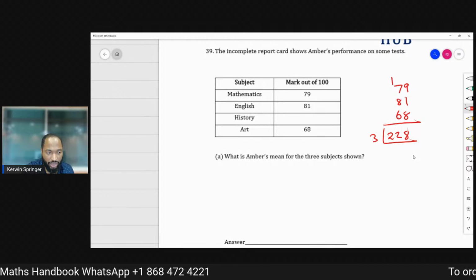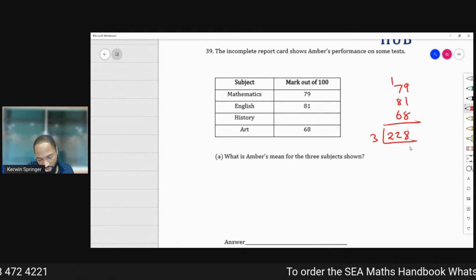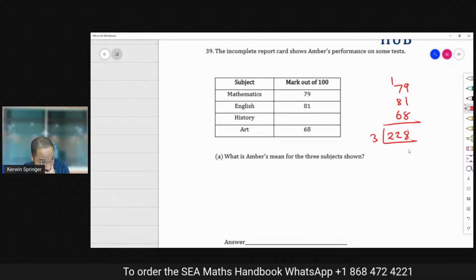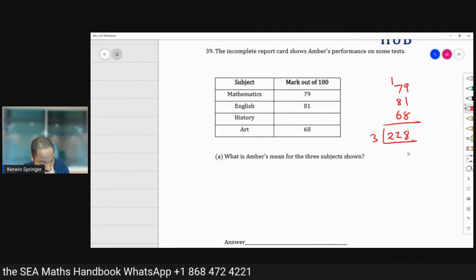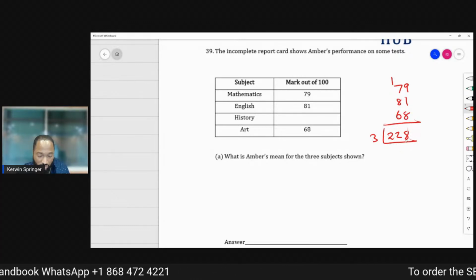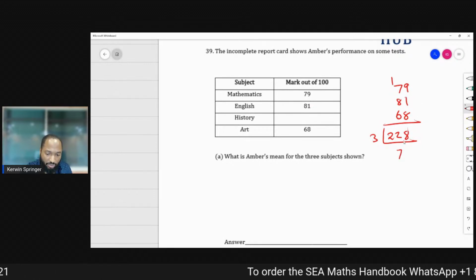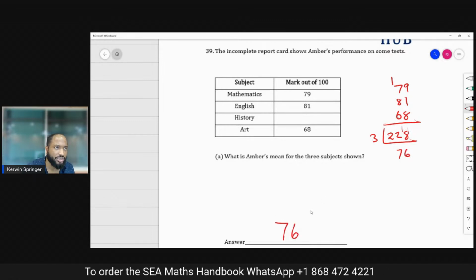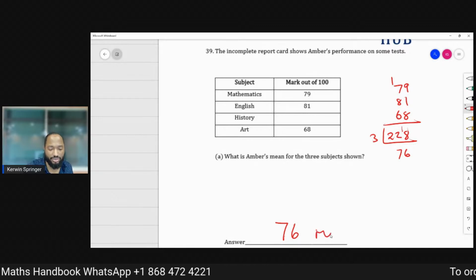So 3 into this to get the mean now. You add up and divide. So 3 could go into 22 7 times. Yeah, 3 could go into 22 7 times. I'm just checking the number to see if the mean is looking good. 7 times remainder 1, 3 could go into 18 6 times. So the mean is 76. Mean is 76 marks.